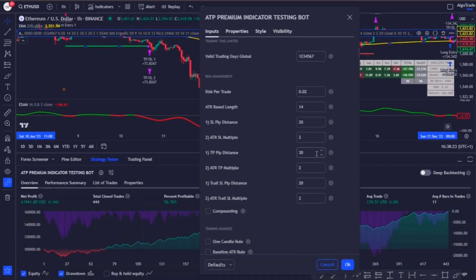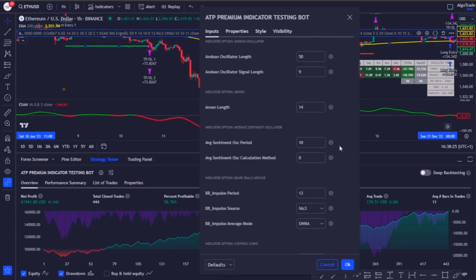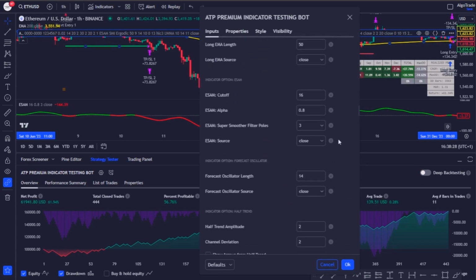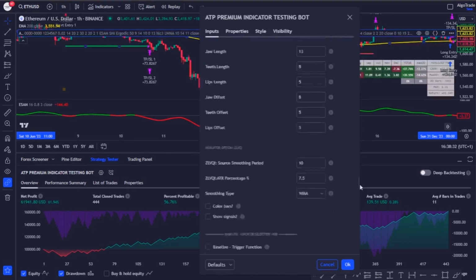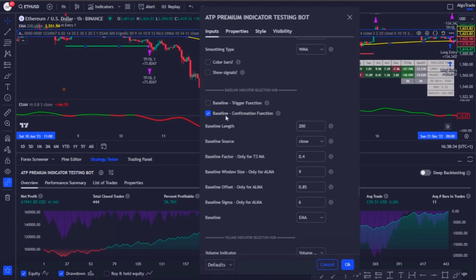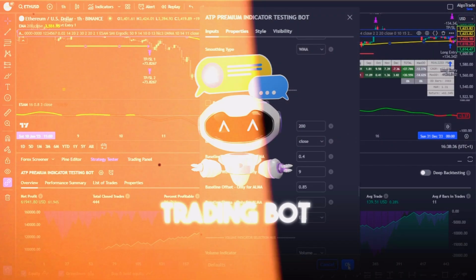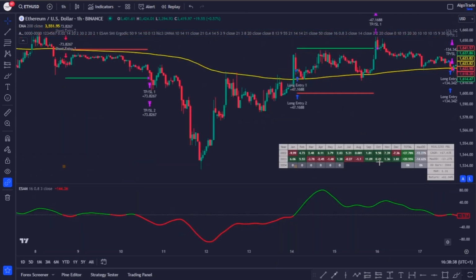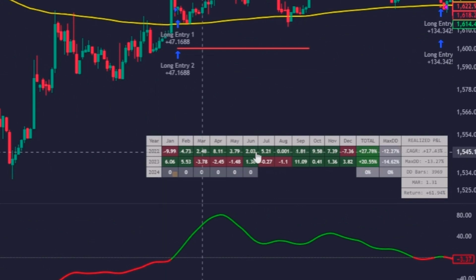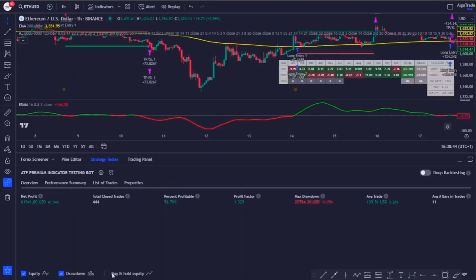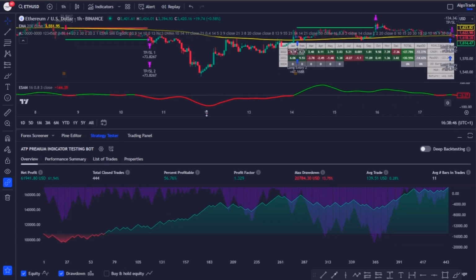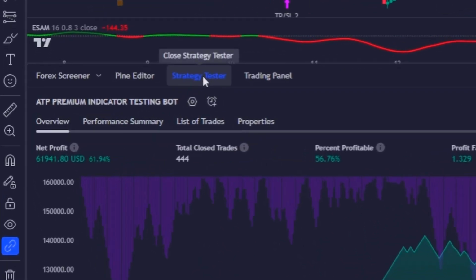After selecting all the conditions we defined earlier, the ESAM indicator with the respective settings and the 200 period EMA with the confirmation function, you can see that the trading bot not only displays every valid trade on the charts, but also gives me the monthly results on this table and the overall statistics about each asset I want to backtest down below on the Strategy Tester tab.